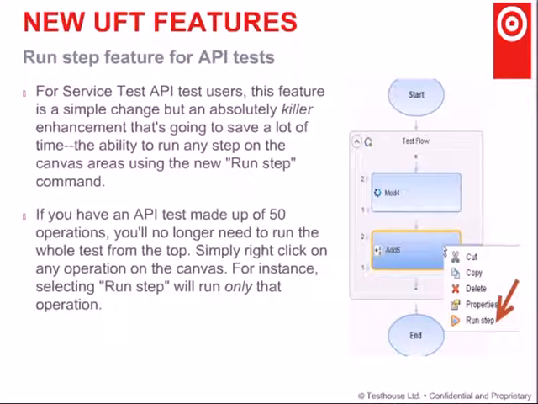If you have an API test made up of, say, 50 operations, you no longer need to run the whole test from the top. Simply right-click on any operation on the canvas and selecting Run Step will run only that operation. So you can run individual steps. Quite powerful and, like I say, exceedingly useful.